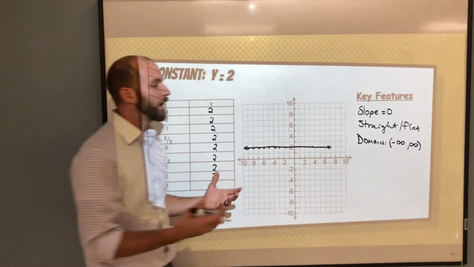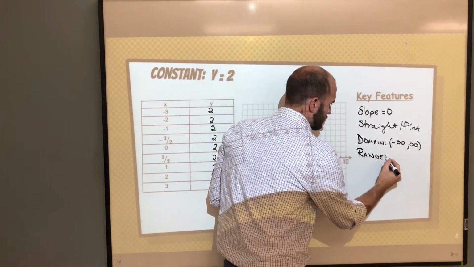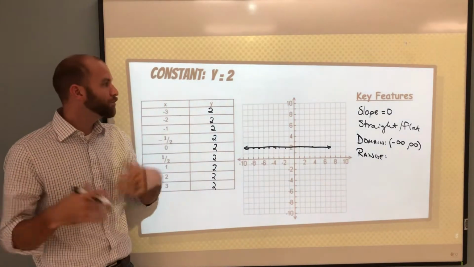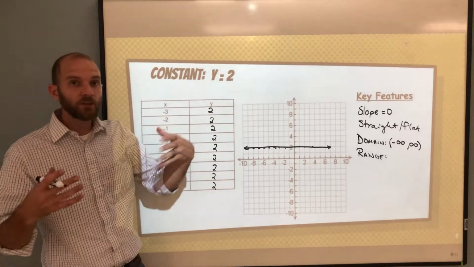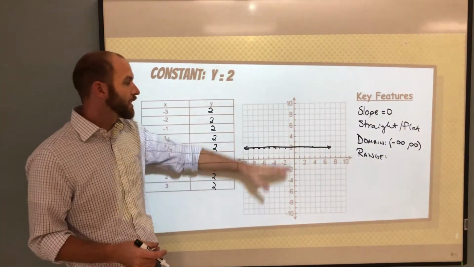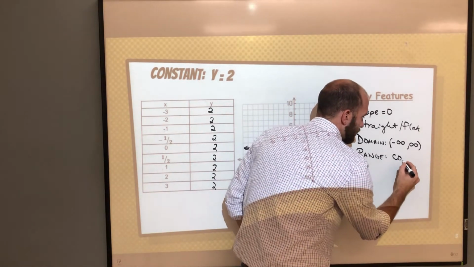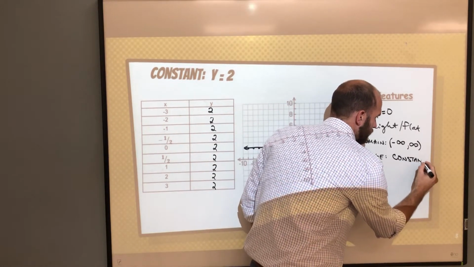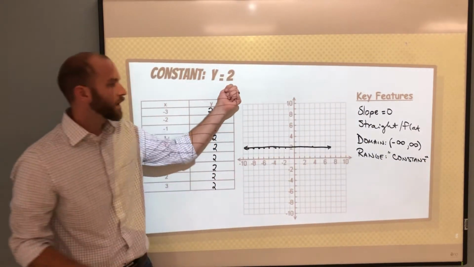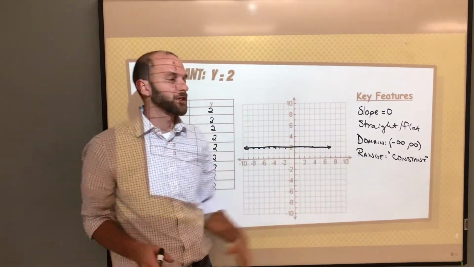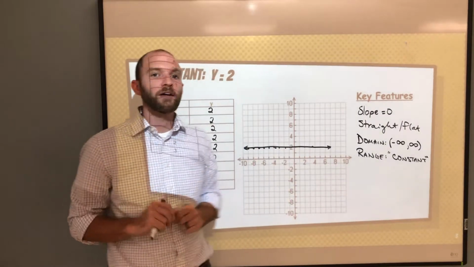The range are going to be the y values for our function. And the y values would just be whatever our constant is. For this case, our constant is 2, so that's what our range is. That's the only y value that is ever going to show up on this graph. So I'm going to write constant here. And I'm going to put it in parentheses so that we know whatever that constant is, that's what our range is going to be. If our constant was y equals 4, then the range would be 4. That's the only y value that would work.